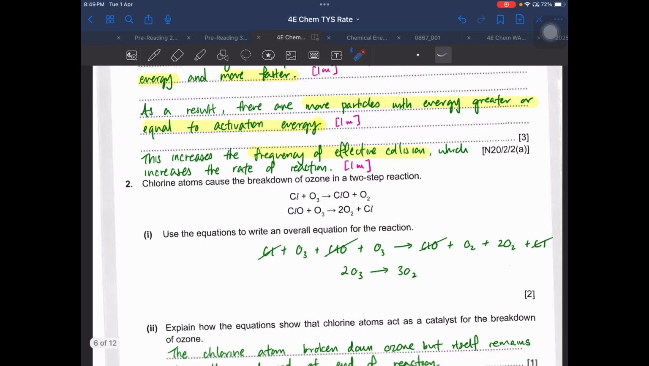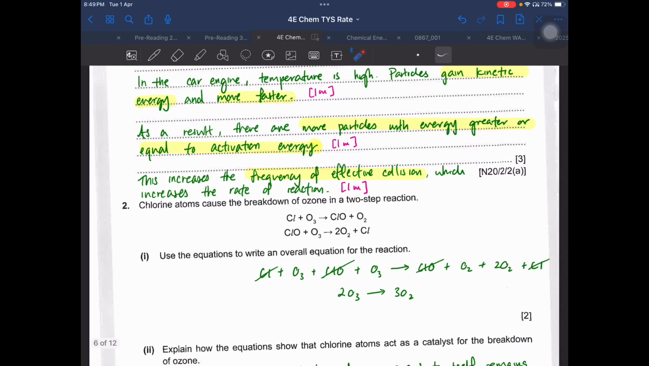Now, the second question talks about this concept of ozone breaking down, and we have learned this actually in the earlier chapter on air atmosphere. But I think what is interesting about this question is what do they actually mean by this concept of overall equation. Now, overall equation in terms of chemistry, what we can do is actually to look at the equation in terms of the left-hand side as well as the right-hand side.